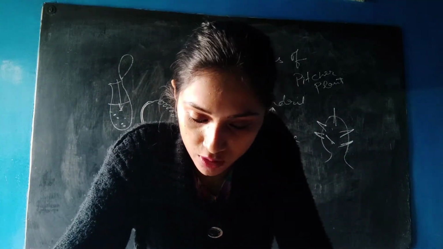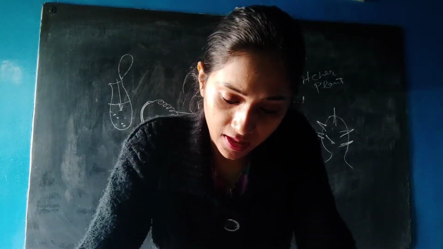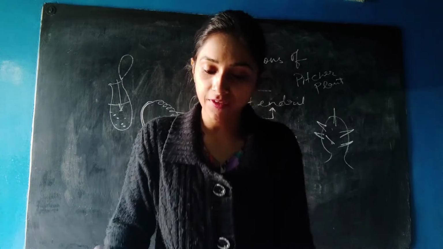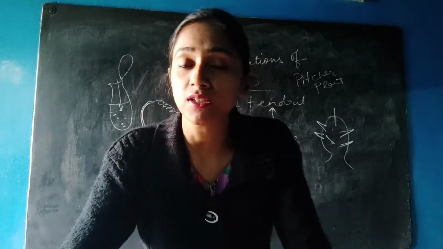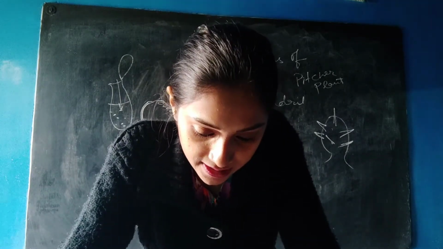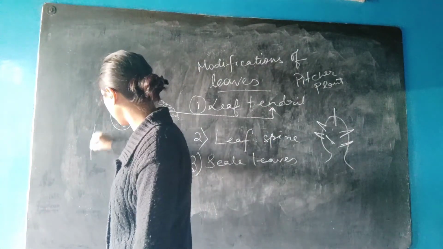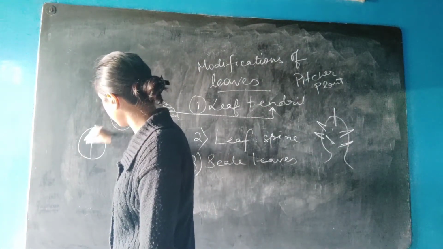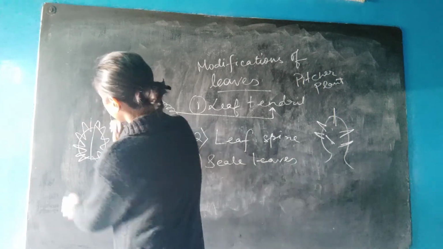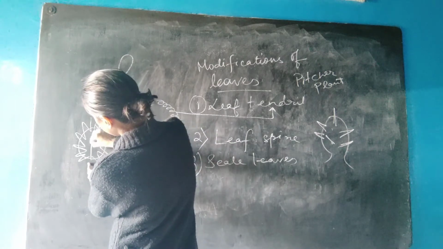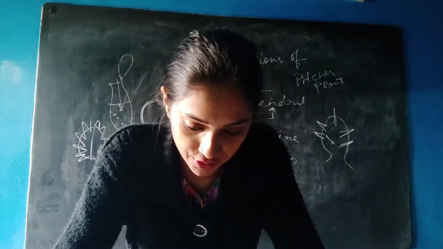Next is bladderwort. Bladderwort also looks like a bladder, and whenever any insect enters, the leaves actually close down so that the insect cannot go out. Next is Venus flytrap. Venus flytrap looks like this. I don't know whether you have seen it or not. It looks like this, having some spines over here. So whenever an insect comes into contact, this leaf will close like this. This is the Venus flytrap.